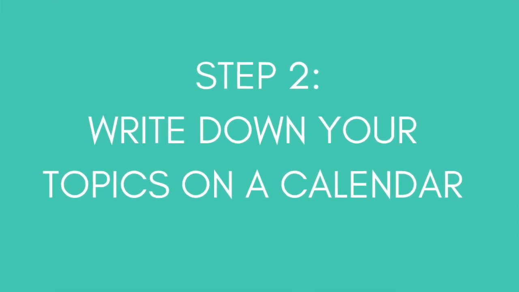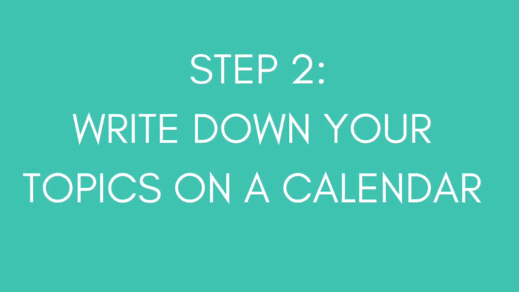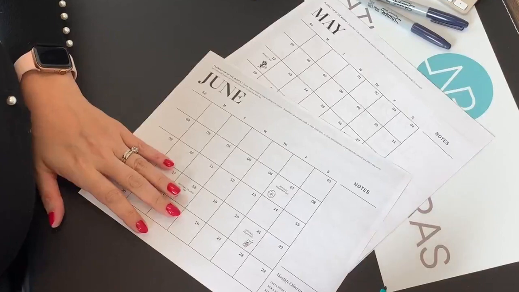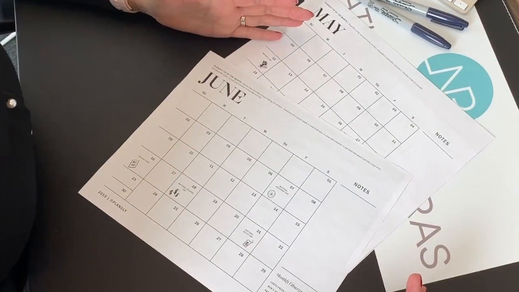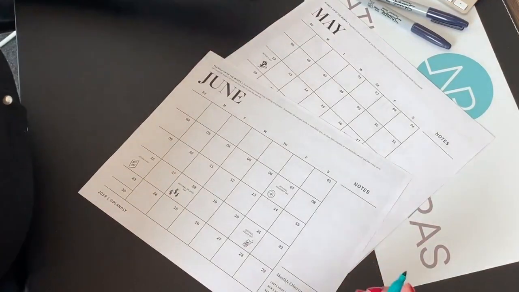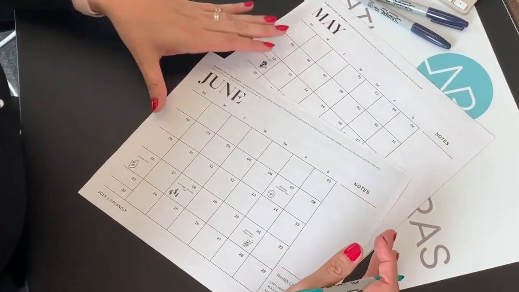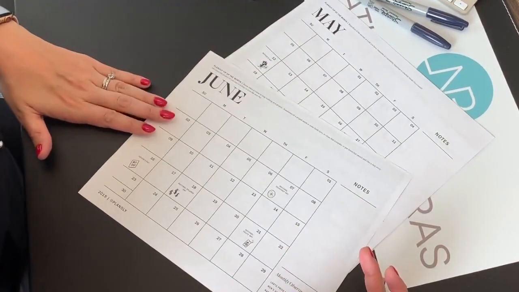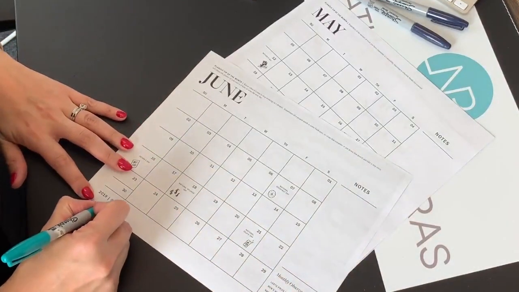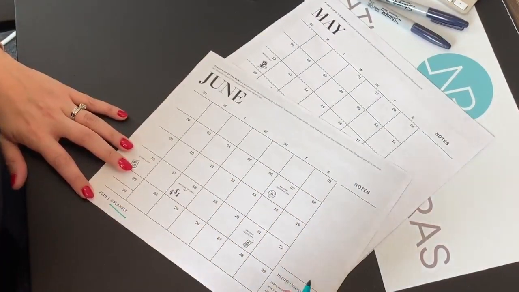Step number 2, I want you to physically write out these topic categories or those recurring themes on a calendar, and I'm going to be showing you how to do that. Okay, so as I mentioned before, we want to physically write down our month full of content on a calendar like this one. You could get something similar to this at Planoly.com. They offer calendars every single month that you could print off of.